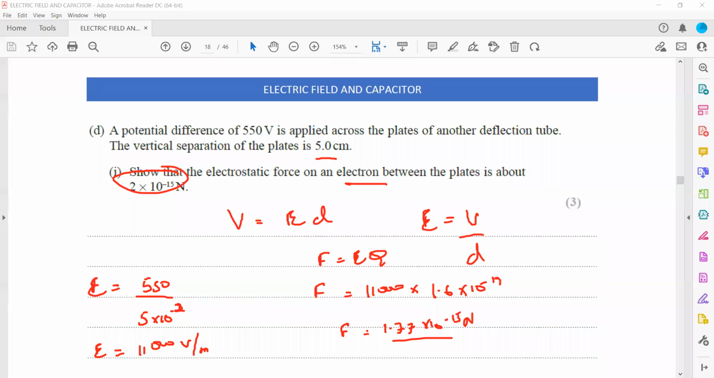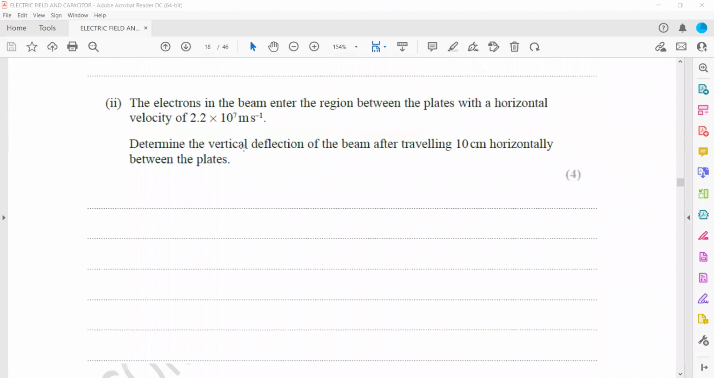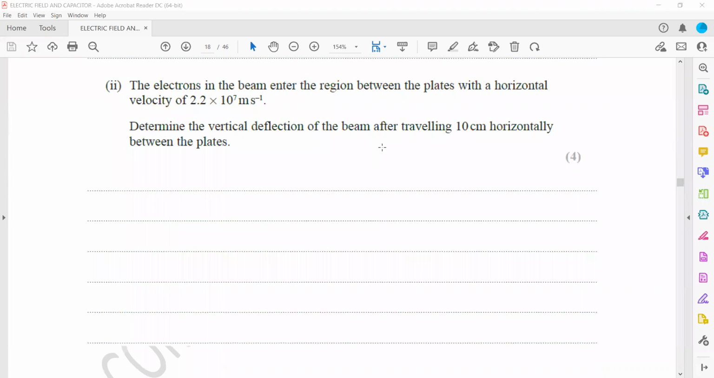Okay. Then the next: the electron in the beam enters the region between the plates with a horizontal velocity of 2.2 × 10^7. Determine the vertical deflection of the beam after it has traveled 10 centimeters horizontally between the plates.